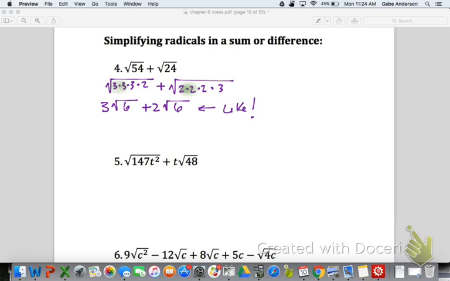And so we'd say 3 plus 2 is 5, and we leave the radical alone. 5 root 6 would be our final simplification. Does that make sense? Okay.